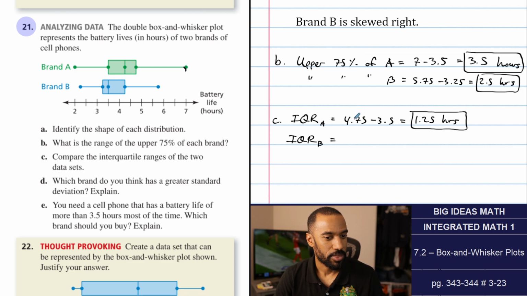Okay, this is going to be 3.25 for the Q1 and 4.25 for the Q3. So I'm going to do 4.25 minus 3.25, which is 1 hour.